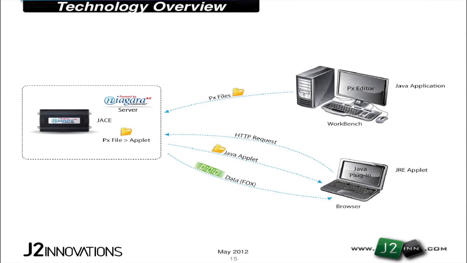So right now, if you were to use a tool, it would be the Workbench with the PX editor in Niagara. And the output of that would be a PX file that goes over to the server, which is a JACE or a web supervisor. And then the customer, the end user, would consume that with a client device, a browser with a plugin, like a Java plugin. And then the live data would come across the wire, in this case, using Niagara's proprietary protocol, which is FOX.